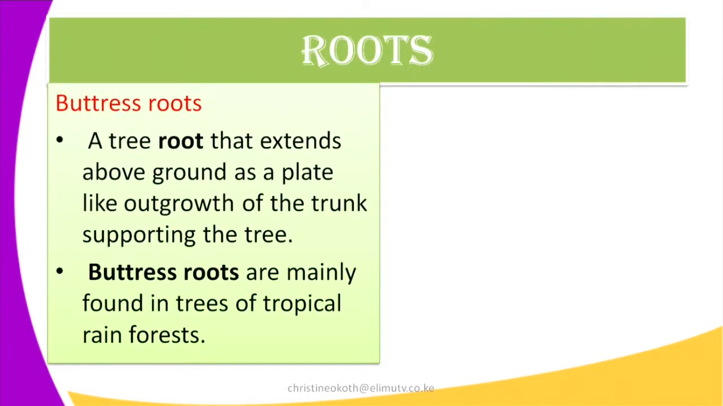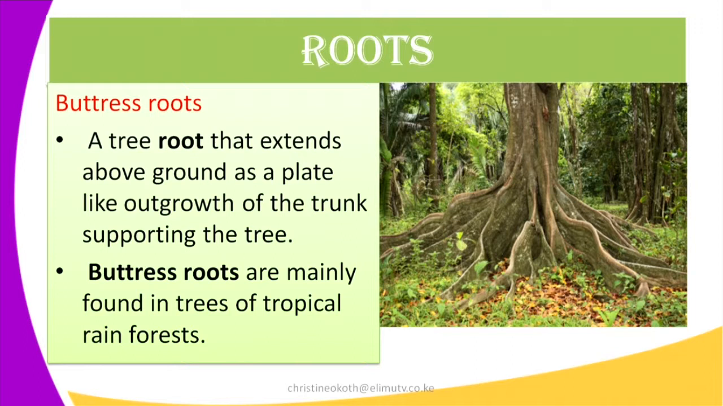So another type of root is what we call the buttress root. A tree root that extends above the ground as a plate-like outgrowth of the trunk, supporting the trees. Buttress roots are mainly found in trees of the tropical rainforest. Looking at our illustration, I believe that some of you who have come across these types of trees have seen a tree that has a protruding or outward root system. These are what we call the buttress roots.